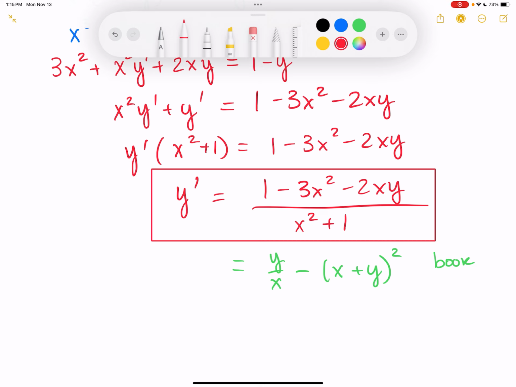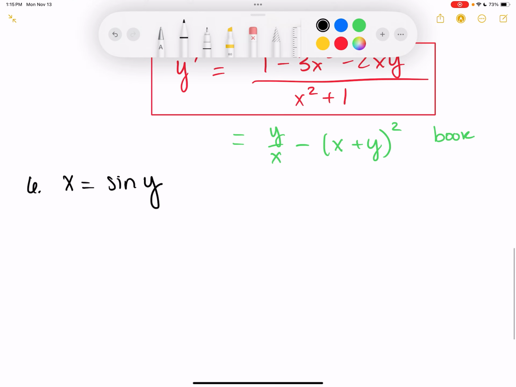All right. Okay. Next problem, chain rule. Number 6. x is equal to the sine of y. Now, let me point out why this is a chain rule. Because the sine of y is what we are taking the derivative of, right? But with respect to x. So because it's with respect to x, that's why it becomes a chain rule.